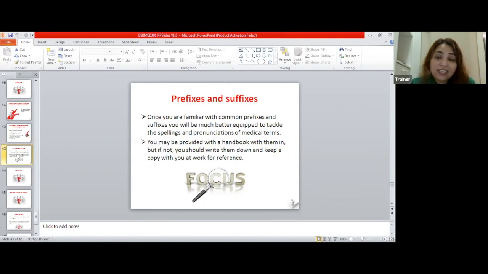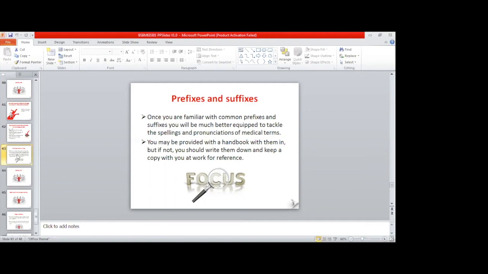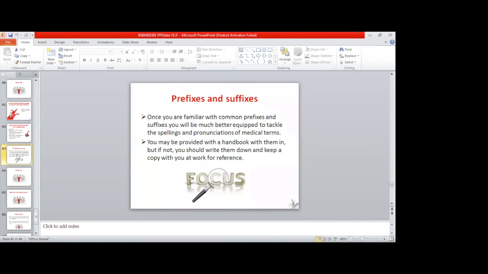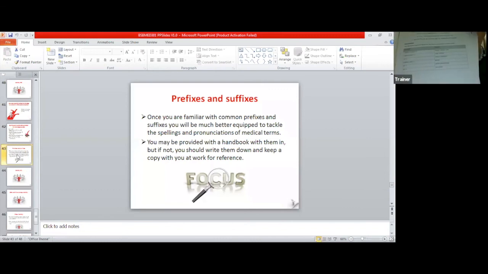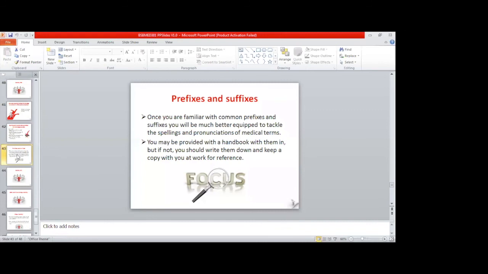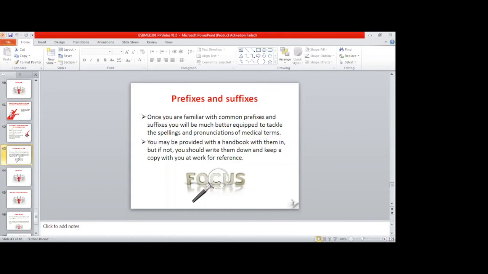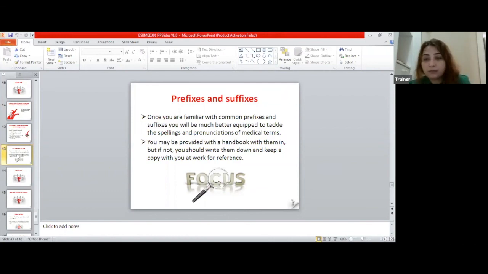If there's a CH, it's again pronounced as K, like cholera, cholesterol. G before E and I is pronounced as a J, genetic. So although it's with G, it sounds like J. PH is pronounced as F, like physiotherapy, physio, like an F, not P. Phobia, sounds like F. PN is pronounced as N, that is pneumonia. So P is silent, we just say pneumonia.